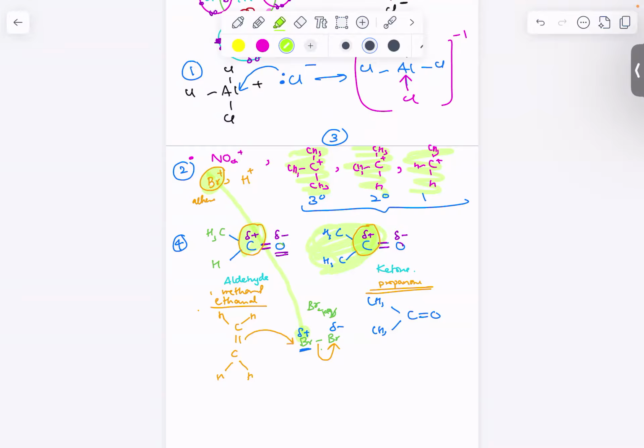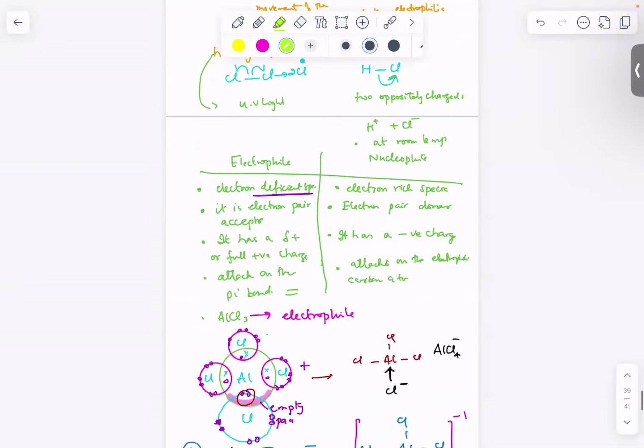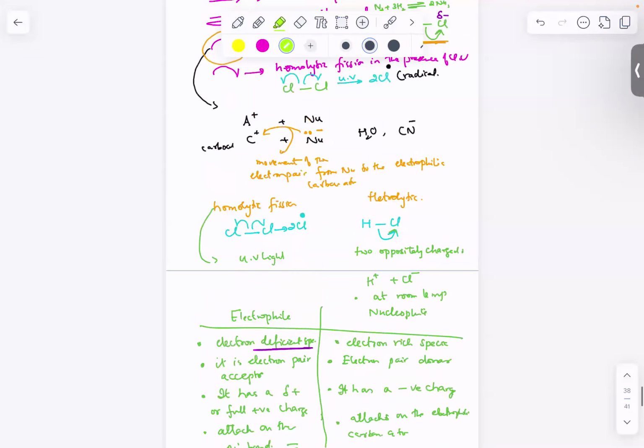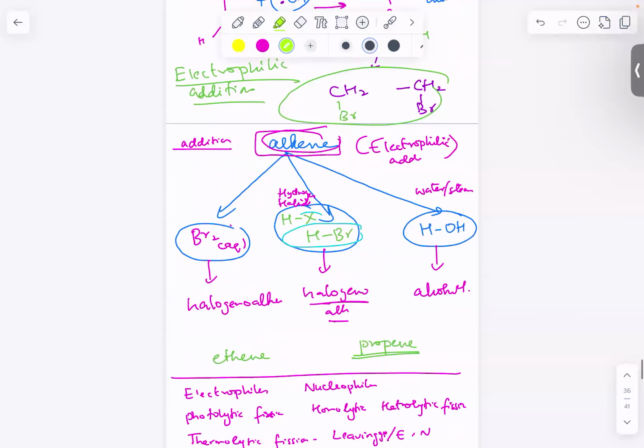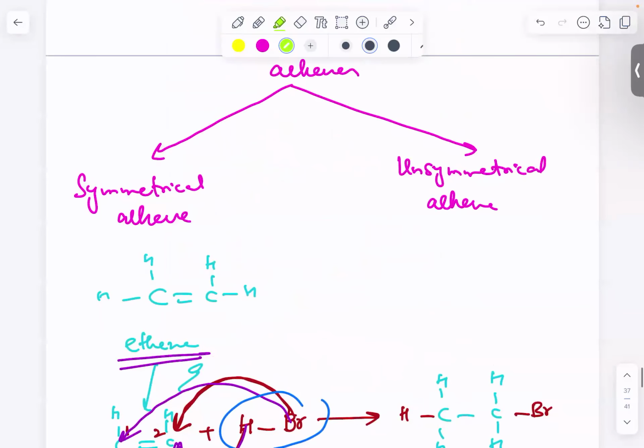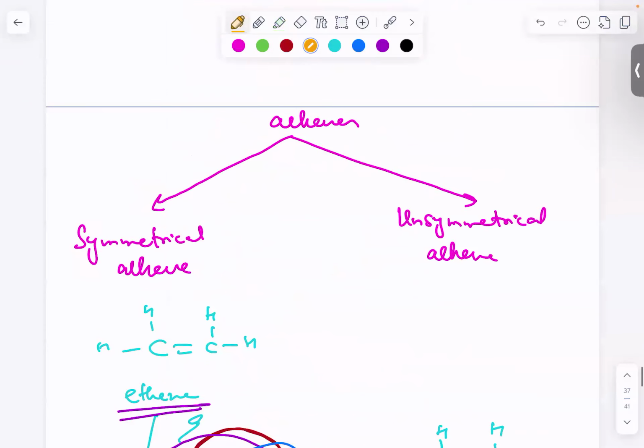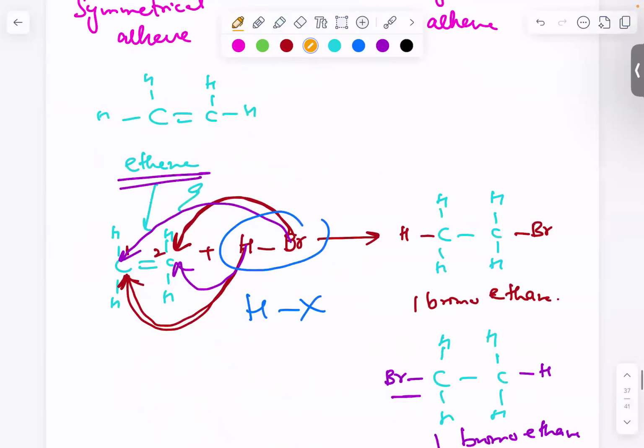And then homolytic fission and heterolytic fission. This is something important. I need to tell you this thing. Have I made the difference between heterolytic and homolytic somewhere? No. Today's lecture is very important. Number one, I told you the difference between symmetrical and unsymmetrical alkene, right?